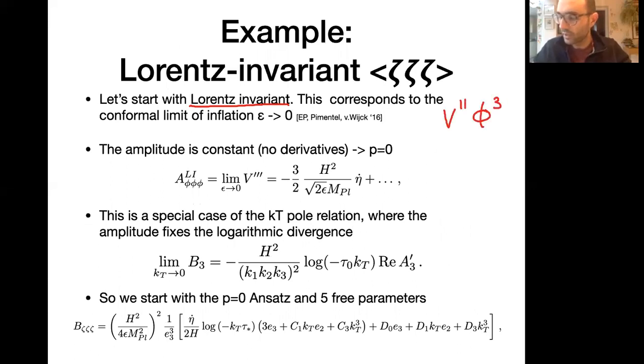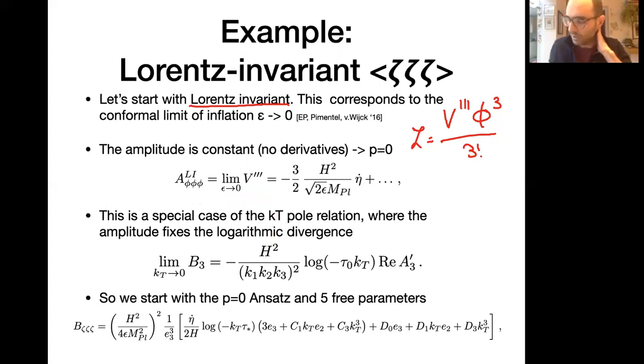Clearly, I can think of this as emerging in every canonical single field model just when you expand the potential to cubic order. And so the amplitude is just V triple prime itself. You can just call it V triple prime, but you can also give it some fancy slow-roll name by using some background slow-roll equation. And I use this just to match with the literature, but you don't have to, you can just call it V triple prime, it's the same thing. So then we want to write the most generic correlator that when KT is zero reduces to this amplitude.